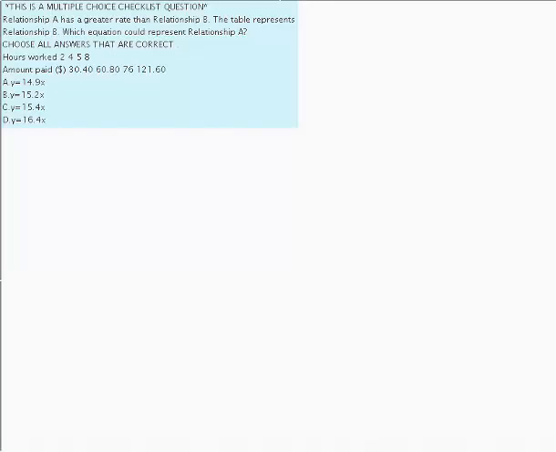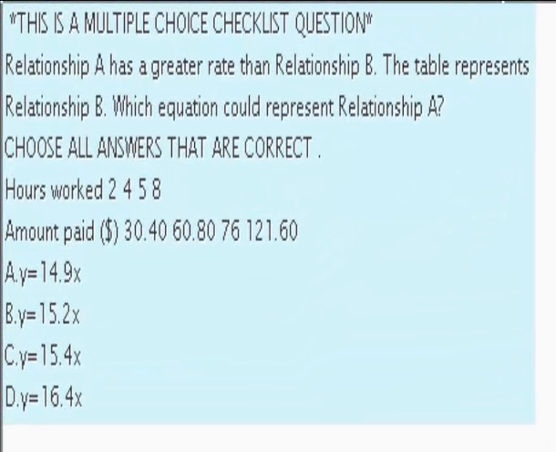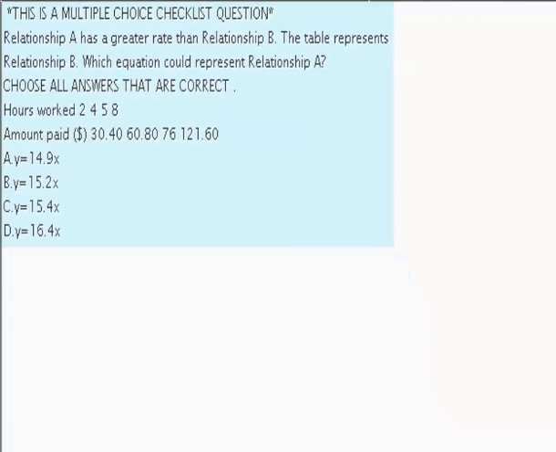In today's question, we'll be solving a variable relationship question. It's a question that was posed by Cool Cat Cutie. So we'll go ahead and solve that. The question reads, relationship A has a greater rate than relationship B. The table represents relationship B. Which equation could represent relationship A? Choose all answers that are correct.